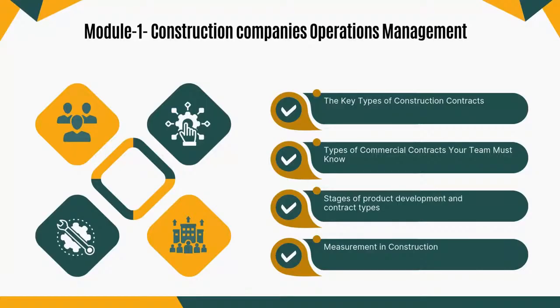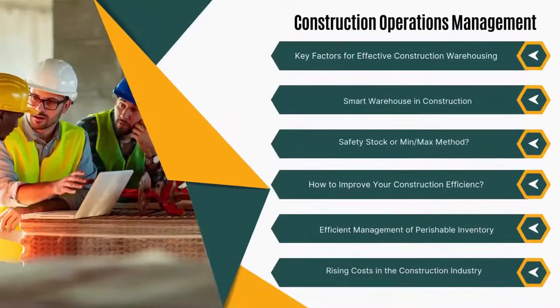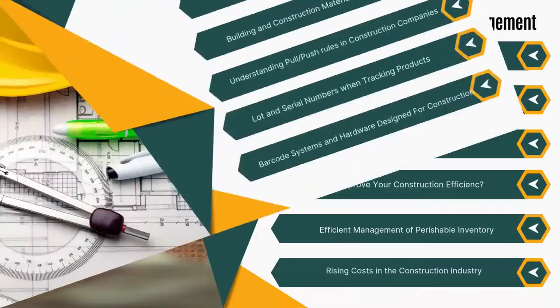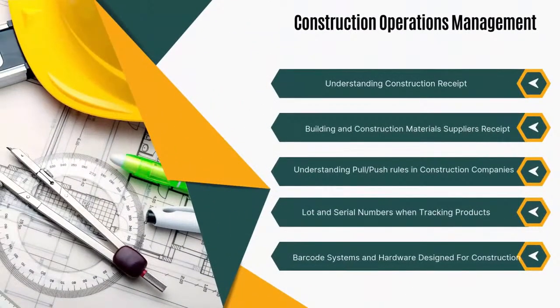4 phases of construction project management. Module 1: Construction Companies Operations Management. The key types of construction contracts. Types of commercial contracts your team must know. Stages of product development and contract types. Measurement in construction. Key factors for effective construction warehousing. Smart warehouse in construction. Safety stock or min-max method.